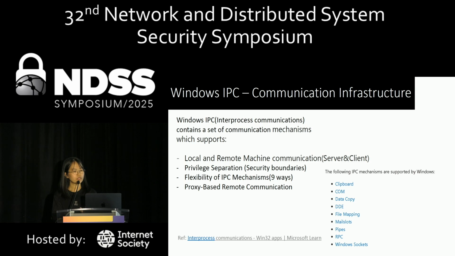Let's go to Windows IPC first. It contains a set of mechanisms which supports the following features: local and remote machine communication, privilege separation, flexibility for developers, and policy-based communication.